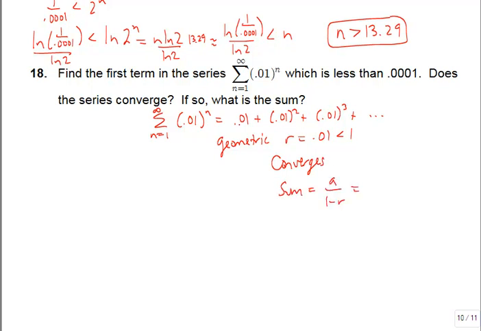The a is this very first term, 0.01, and the r is 0.01. So we'll get 0.01 divided by 1 minus 0.01, which is 0.99, and 0.01 divided by 0.99 is 0.01 repeating. So it does converge with a sum equal to 0.01 repeating.